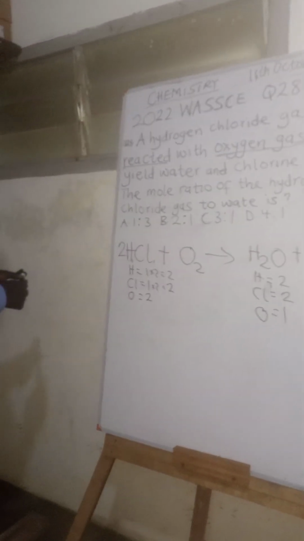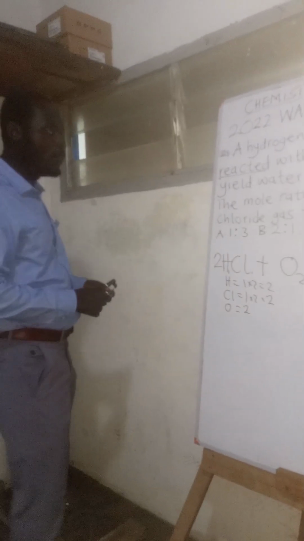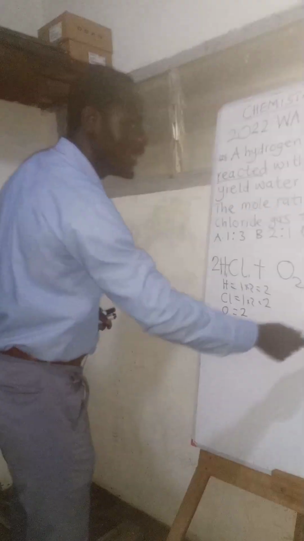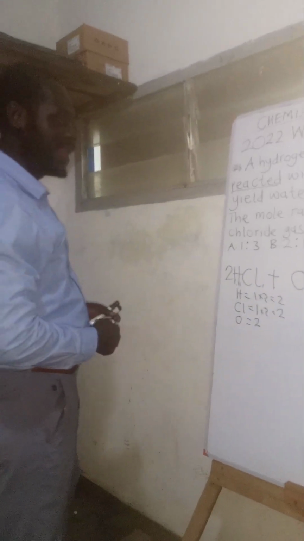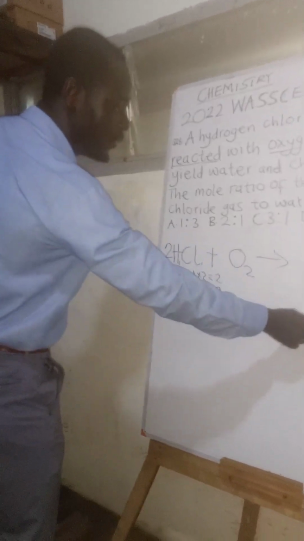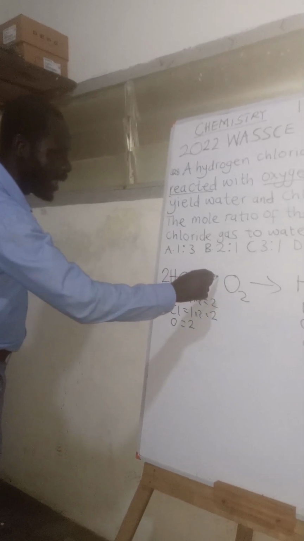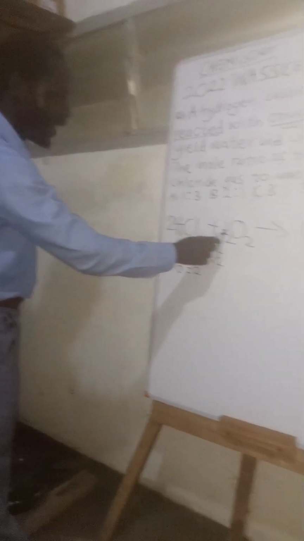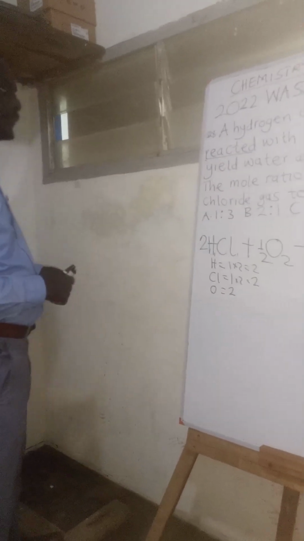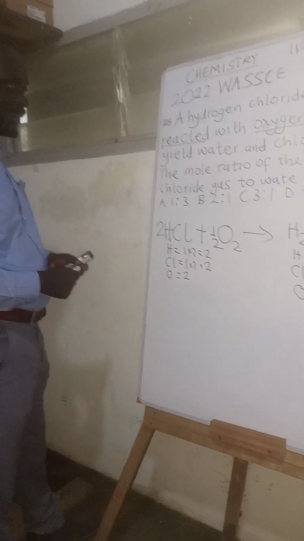So the hydrogen is now 2 at the reactant side, and chlorine is also 2 at the reactant side. Comparing it to the product side, we have hydrogen 2 and chlorine 2. Now we need to balance the oxygen. Oxygen is 2 at the reactant side, but 1 at the product side, so the oxygen is not balanced. To balance the oxygen, I will place a half here. Half times 2 gives us 1, and the equation is balanced. The number of atoms at the reactant side is now equal to the number at the product side.